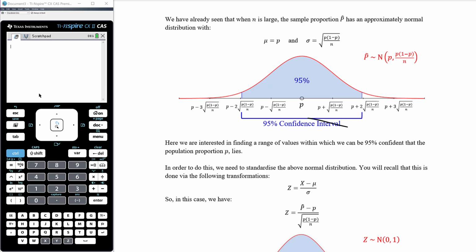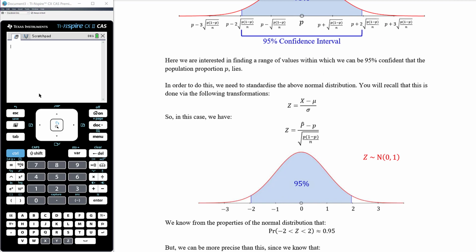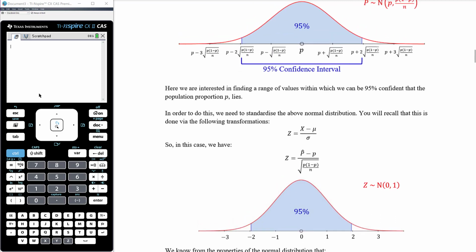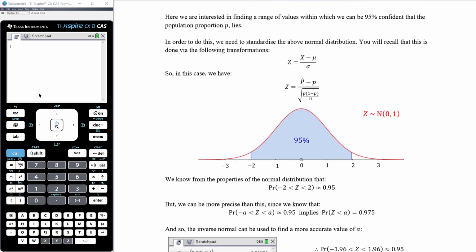So we're starting to talk about this idea of a 95% confidence interval. Here we're interested in finding a range of values within which we can be 95% confident that the population proportion, which we know is the mean, will lie. In order to do this, we need to standardize the above normal distribution. We'll recall that this is done via this transformation: we take our x value, subtract the mean, and divide by the standard deviation. In this case, our distribution is about p hat, so it's p hat, take away the mean, which is p, divided by the standard deviation, this ugly expression. And when we do that, we've now got our standard normal distribution.